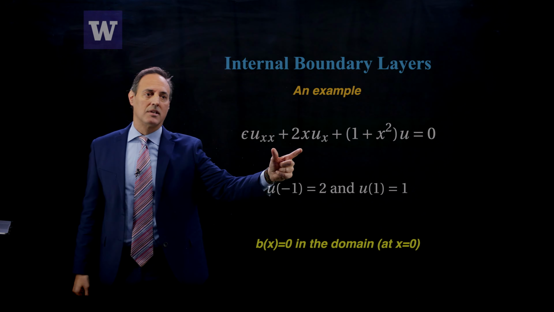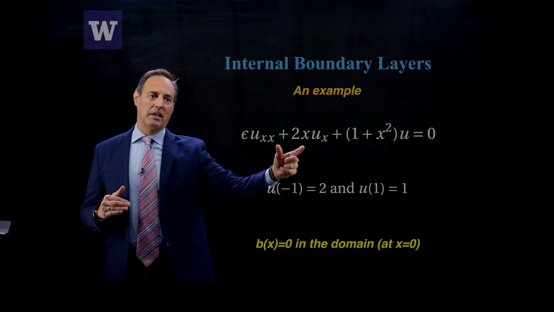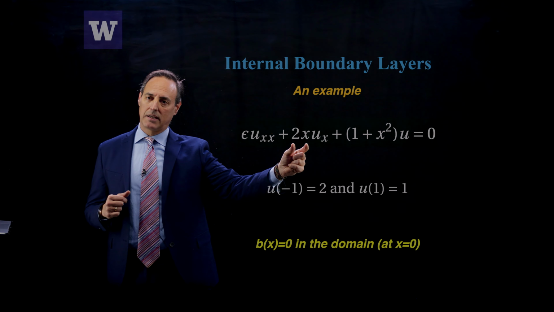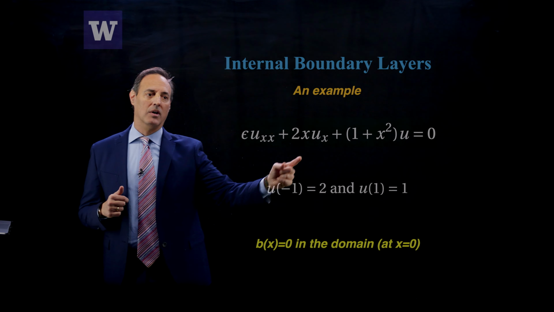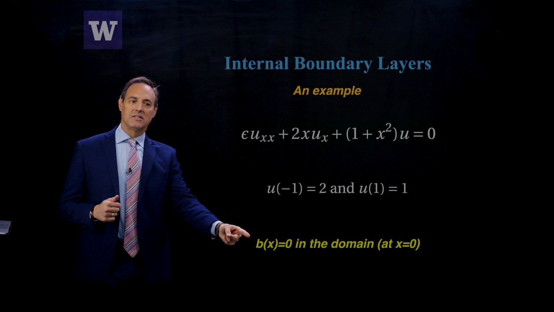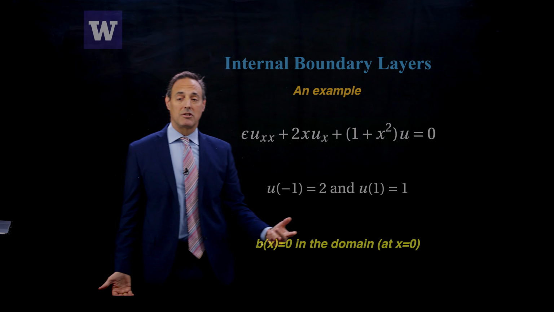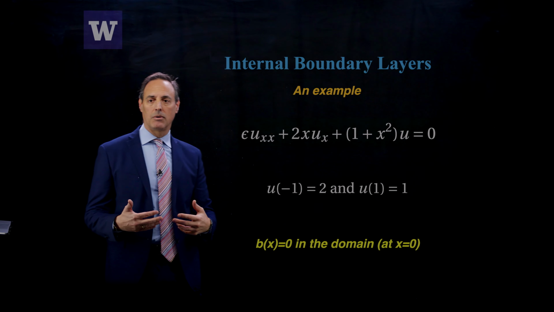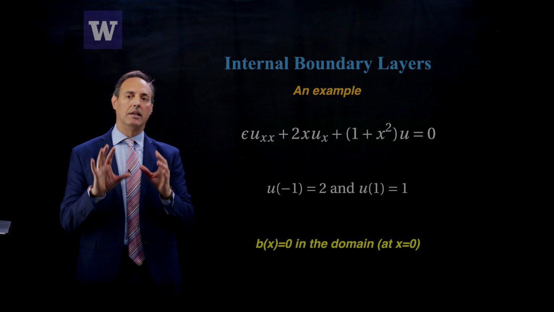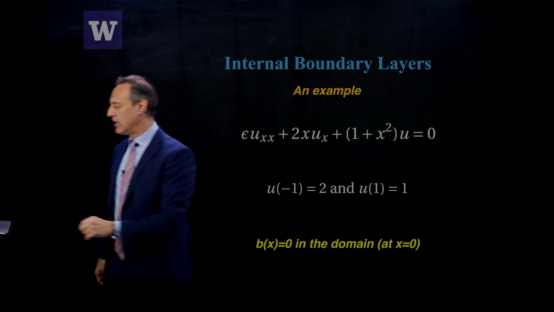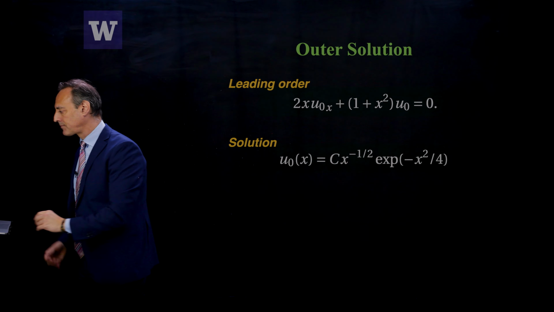And notice our actual boundary layer coefficient, b of x, is right there. It's 2x. And it is 0 when x equals 0. So in the domain, b of x is equal to 0 in the middle of that domain. And that's exactly what's going to create the problem in generating a boundary layer in the middle of our domain. So let's go about solving it.